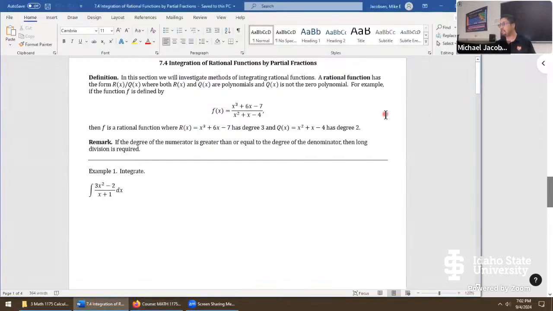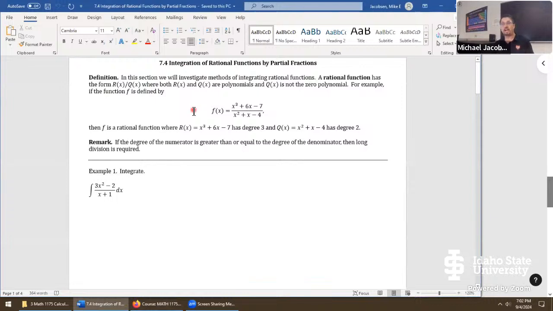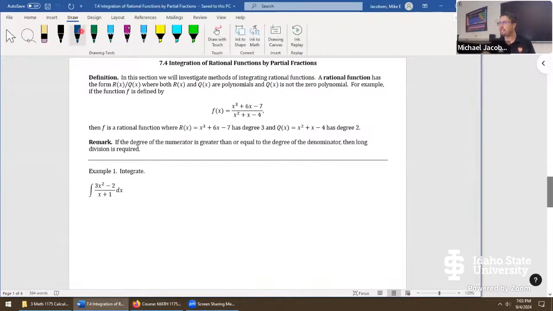But here's how the notes start. First is really just algebra review topics. I put down a quick definition of what we even mean by a rational function, since that seems to be what this section is all about: integrating rational functions. When we say rational, we just mean ratio, so you're thinking fractions. It has to be a polynomial in the numerator and a polynomial in the denominator. The book uses R of x and Q of x quite often. Think of R as the numerator and Q as the denominator.